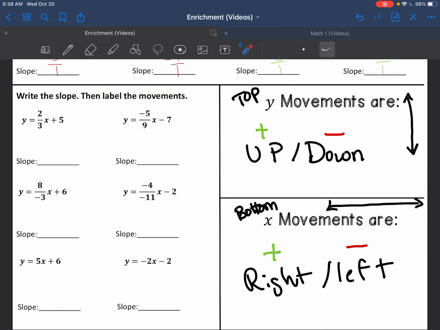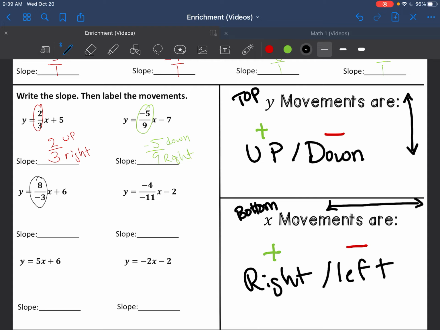So y equals 2/3 x plus 5. 2/3 is my slope. They're both positive. So up top I'll go up. Bottom I'm going to say to go right. Then we have negative 5/9 as our slope. So negative 5 over 9. Negative up top tells me to go down. Positive on the bottom tells me to go to the right.